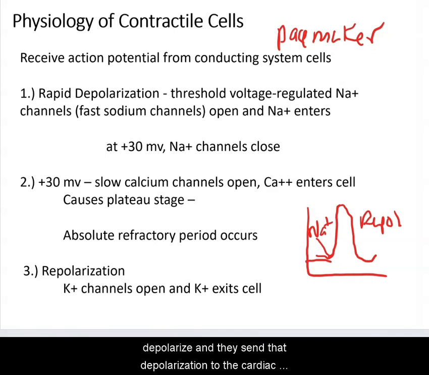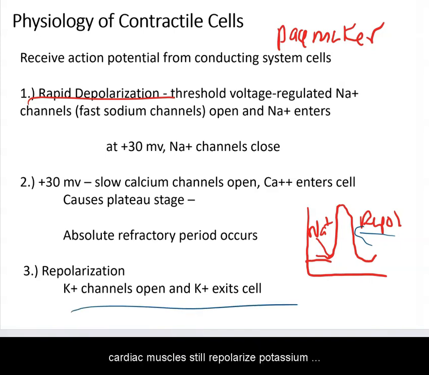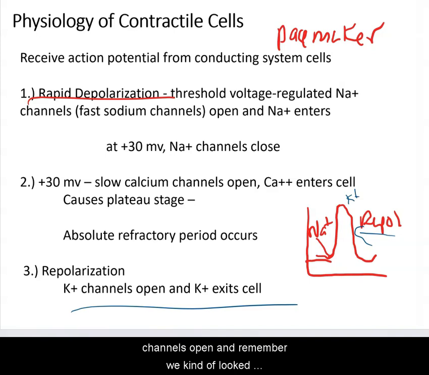You might remember skeletal muscle got it from a motor neuron. So when the cardiac muscle contracts, it does require sodium, so it does require stimulus, and it opens voltage-gated sodium channels. Sodium enters, and it causes that depolarization to occur. Now, remember we talked about repolarize. Well, cardiac muscle still repolarizes when potassium channels open. And remember, we kind of looked at this, and potassium leaves. That's going to help repolarize.